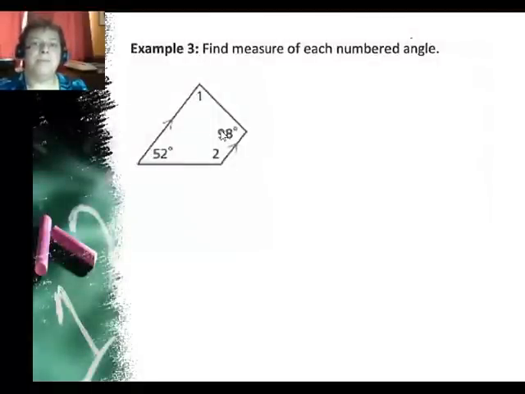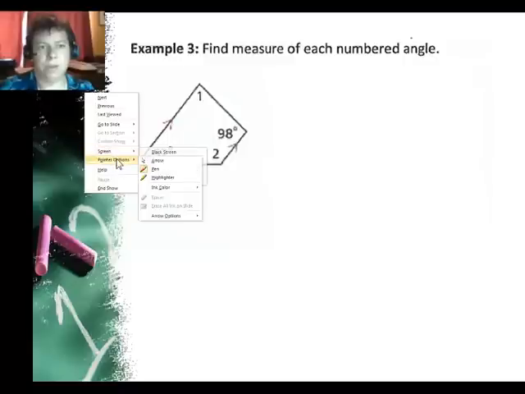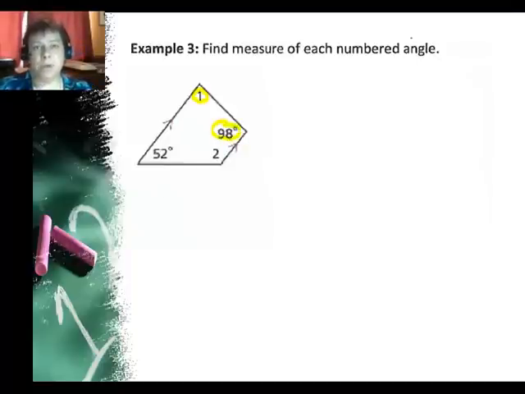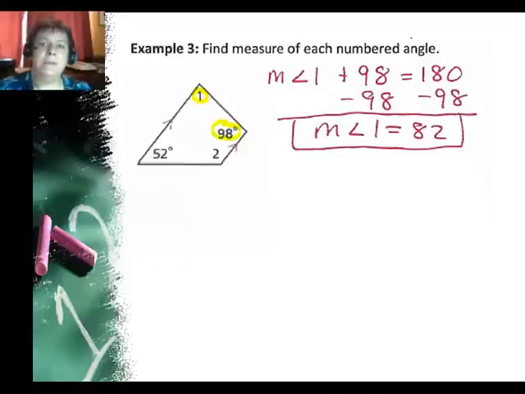In example 3, I'm trying to find the measure of each numbered angle. So I'm going to use a property that adjacent angles on a leg, not a base. So angle 1 here, right? And angle 2, in fact, let me highlight those. So angle 1 and angle 2, that's this angle here and this angle here, are supplementary. Supplementary means that they add up to 180 degrees. So I can say the measure of angle 1 plus 98 equals 180. Subtract 98 from both sides, and I find out that angle 1 is 82.